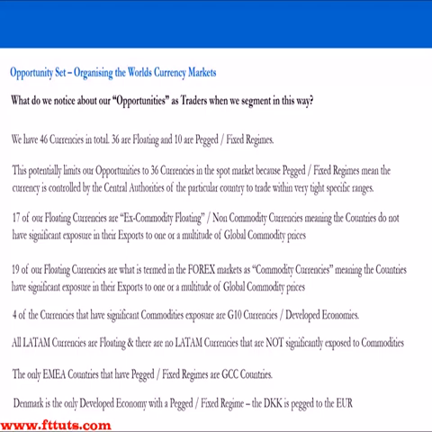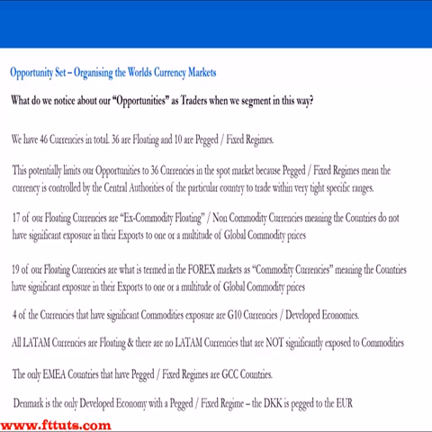What we also find is that 4 of the currencies have significant commodities exposure. So the ones that do have that exposure are G10 currencies. So G10 as defined by investment banks and retail brokers. So they're developed. They're quite large economies.